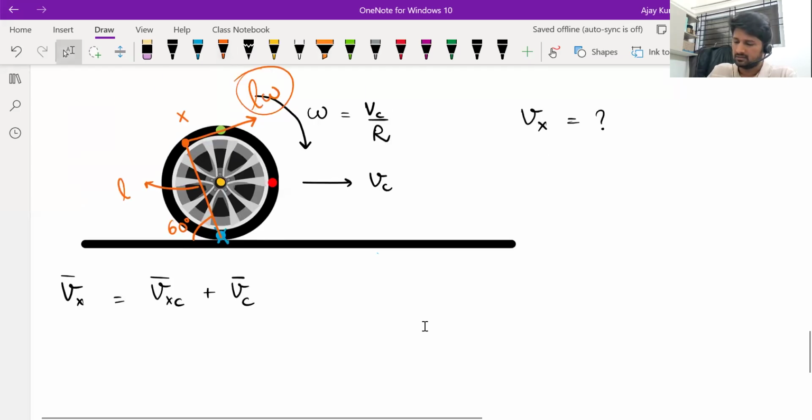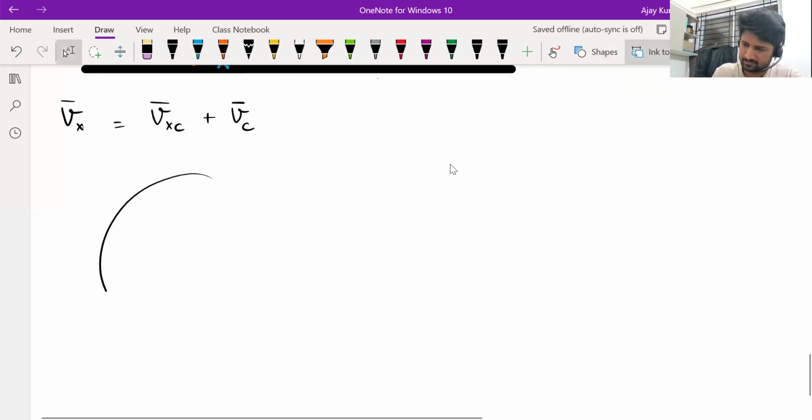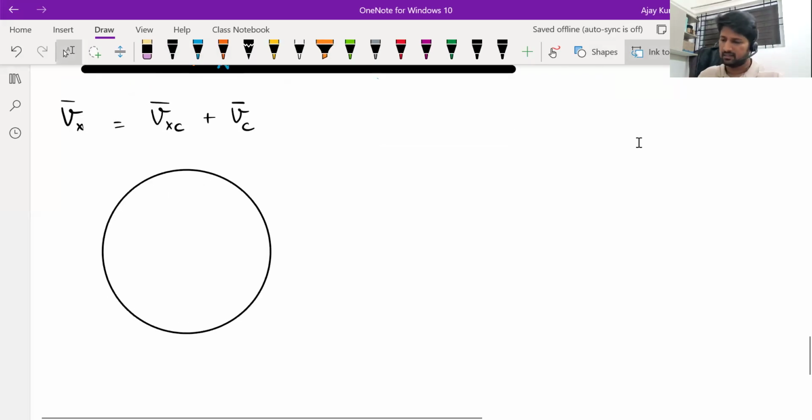So consider a circle. From the side, the rolling object looks like a circle. And you need the distance between this point, the bottommost point of the circle, and some point here, which makes an angle 60 degrees with the horizontal. So it will be making 30 degrees with the vertical. The line connecting them will be making 30 degrees with the vertical. Fine.